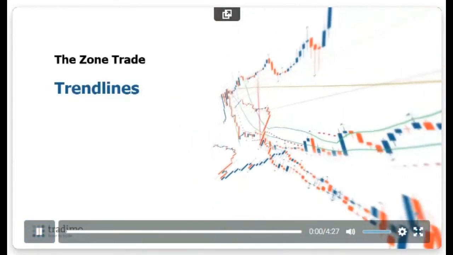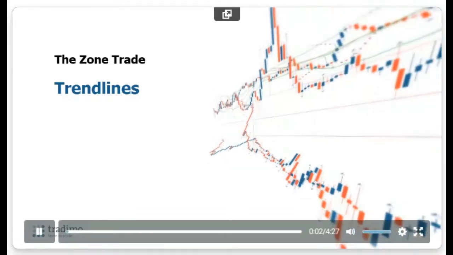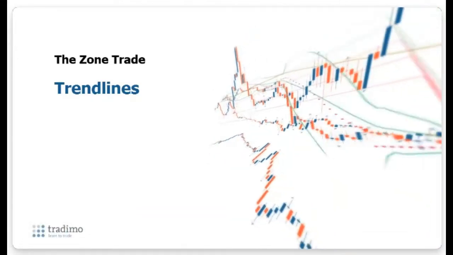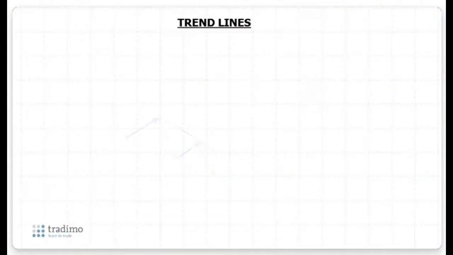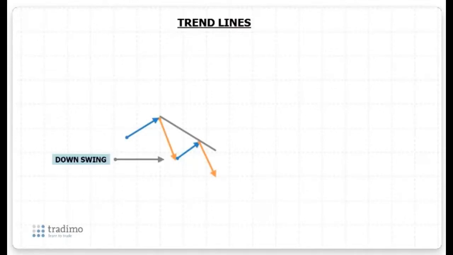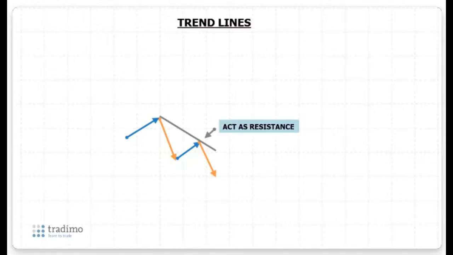In this video, we will look at trend lines and how we can incorporate them into the zone trade methodology. Let us look at what a trend line looks like when drawn on a downswing. In this case, we will look for the trend line to act as resistance.